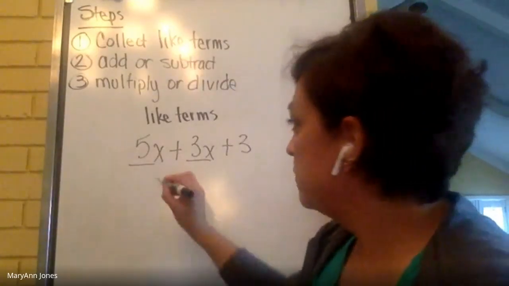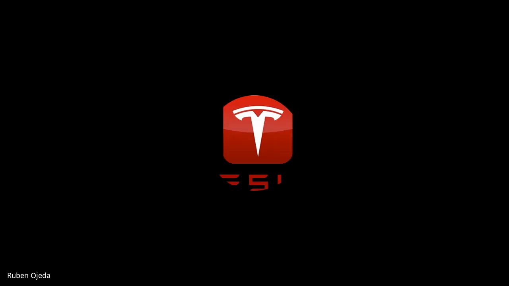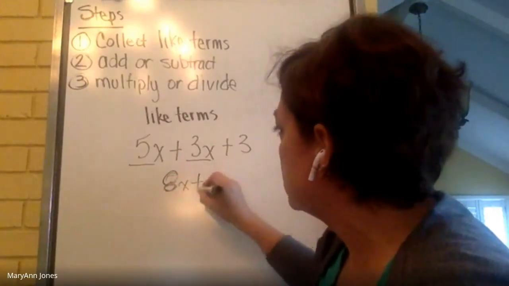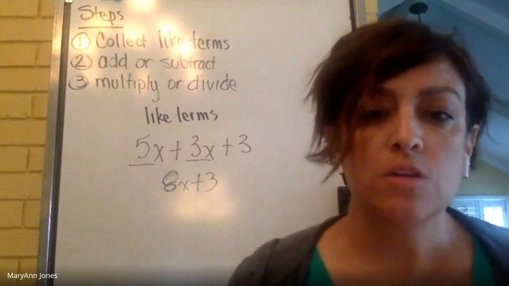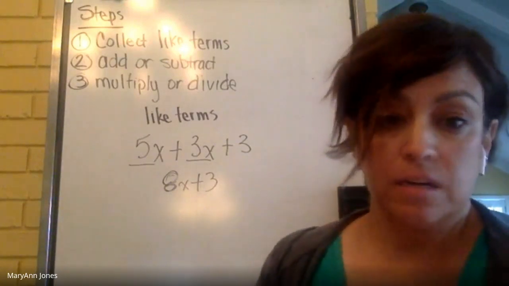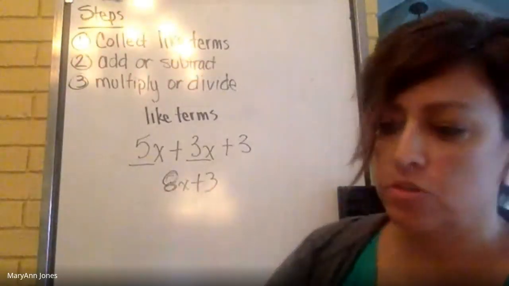Right. So we're just going to add the numbers, right? And you guys got what? 8x plus 3. Good. I hear you, Ruben. That's perfect. So 8x plus 3. So that's going to be our first step today, is combining the things that are alike. And then we're going to move on to solve the equation from there.